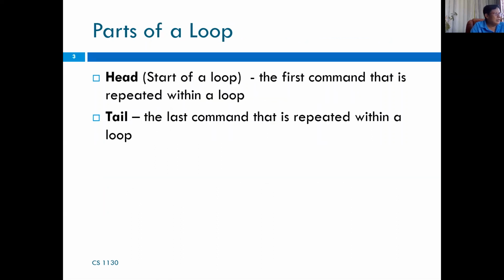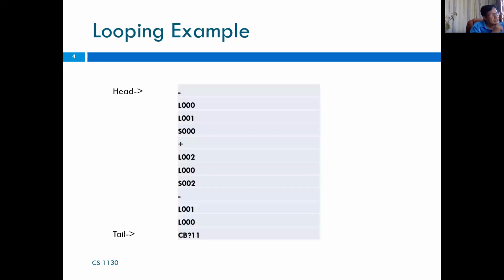So when you create a loop, you will have the head of a loop. It's the first command that is repeated within a loop. The tail is the last command that is repeated within a loop. Any questions so far? You can download the slide.